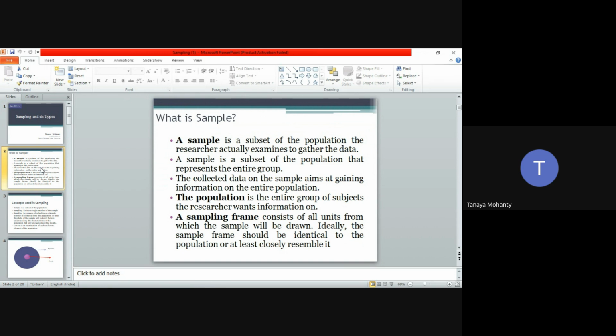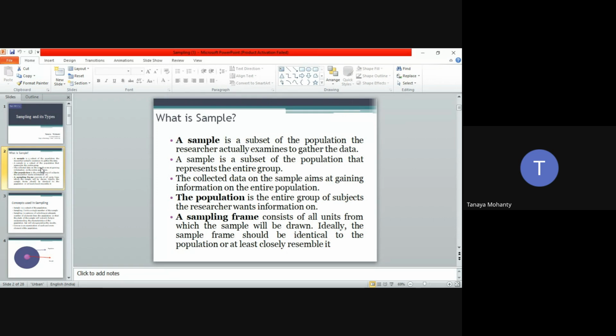So sample is a part of the entire group. It tries to represent the group. The collected data on the sample aims at gaining information on the entire population. And what is the population? The population is the entire group of subjects the researcher wants information on.